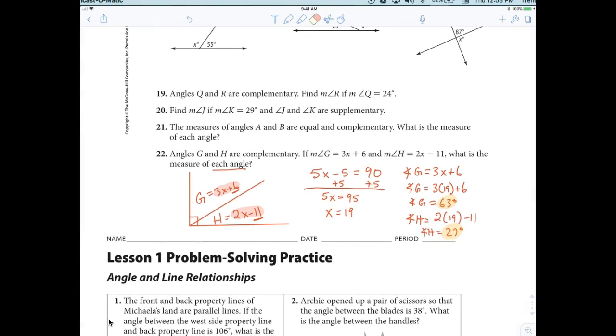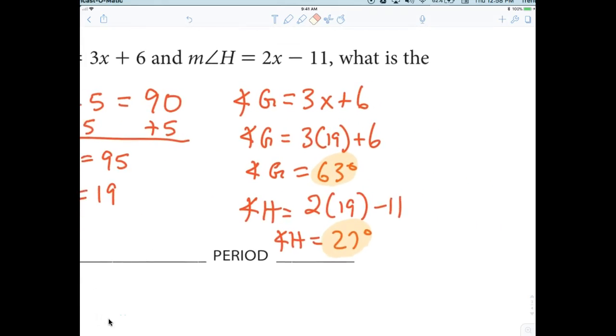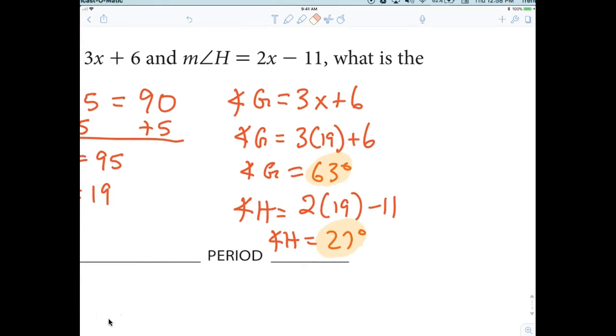And then the last little thing I wanted to talk about was that they ask you specifically for the angles, angle G and angle H. All right. And angle G worked out to be 63 and H was 27 because we just substituted in 19 for x. And then we substitute 19 in for x in angle H as well. And it came out to be angle G is 63 degrees and angle H is 27 degrees.